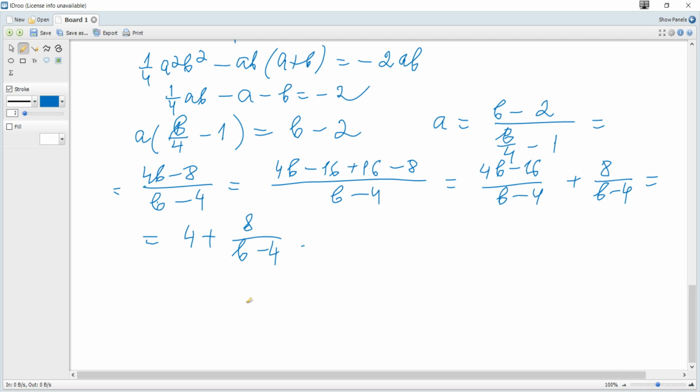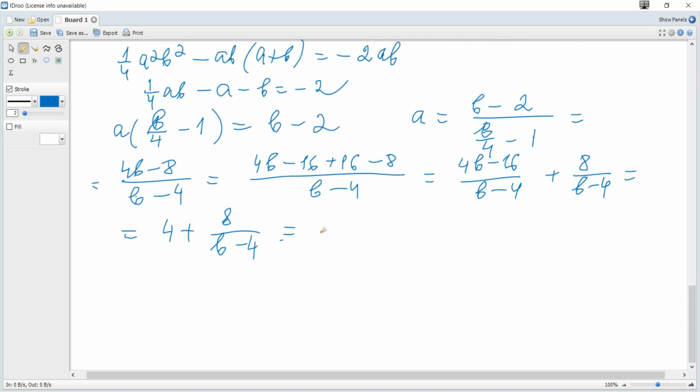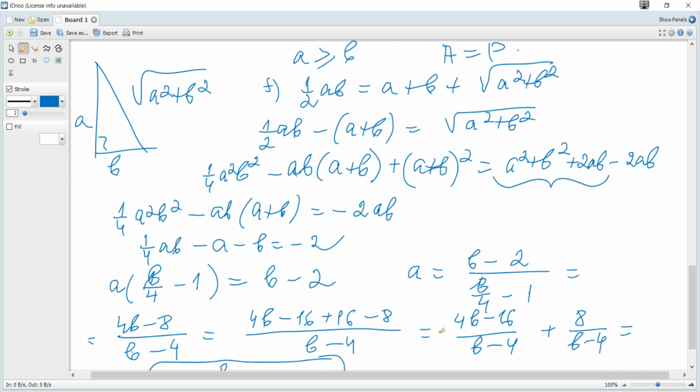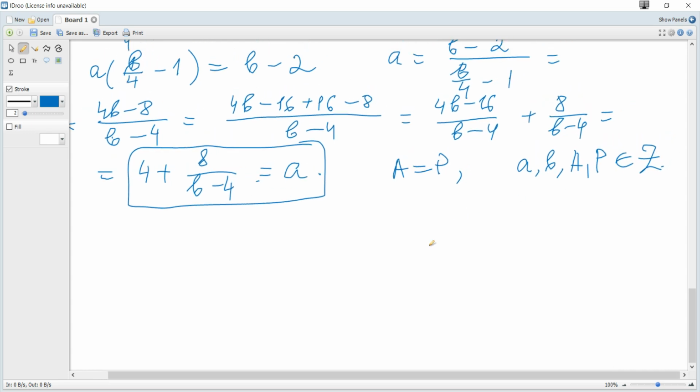And the next, part G(i). By using the result of part F, it's this result that a is equal to this expression in terms of b, or otherwise determine the three side lengths of the only two right angle triangles for which a, b, and the hypotenuse are integers, 5 marks. But also there is a condition that area is equal to the perimeter, and we need the sides, area and perimeter to be integers and area to be equal to perimeter. We should use this condition, this expression.